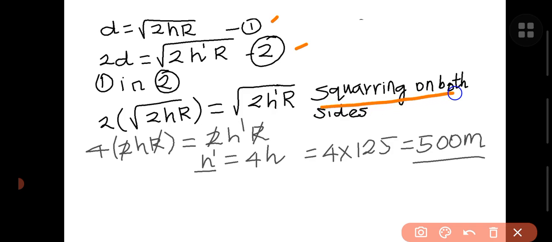Squaring on both sides, we get 4 into 2hR, which is equal to 2h dash R. Cancelling the common terms, we get h dash is equal to 4h. We know the height is 125 meter. Substitute, the new height of the tower for doubling the signal or range, we get 500 meter. That is the answer. The new height will be 500 meter.